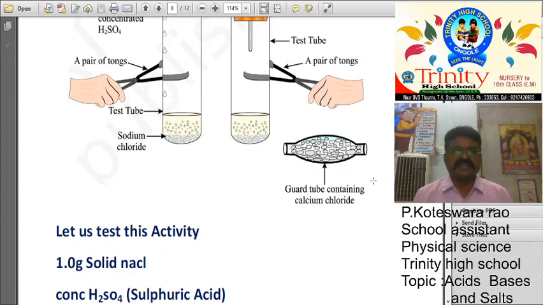So acid acts as an acid in aqueous condition, meaning wet condition. Acid must act only in aqueous condition, meaning wet condition. In dry condition it does not act as an acid.